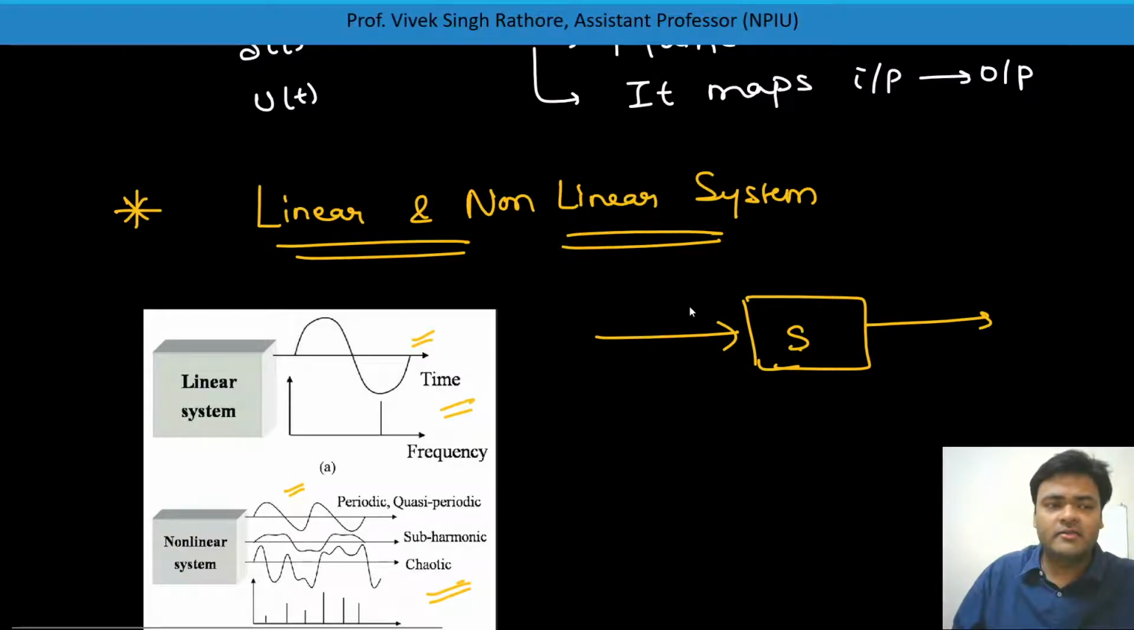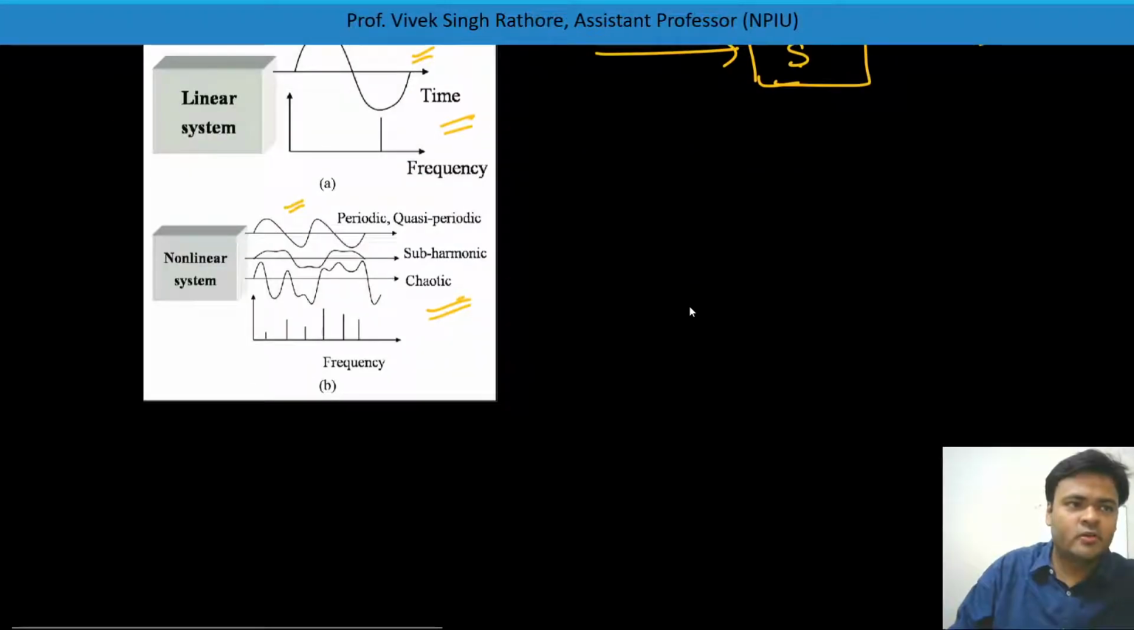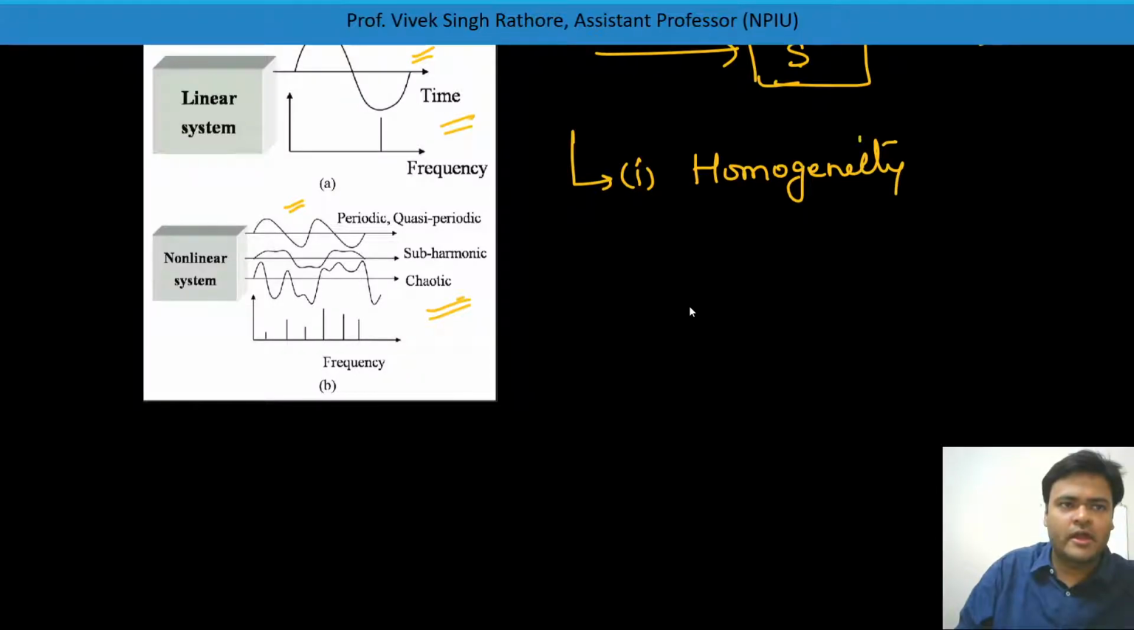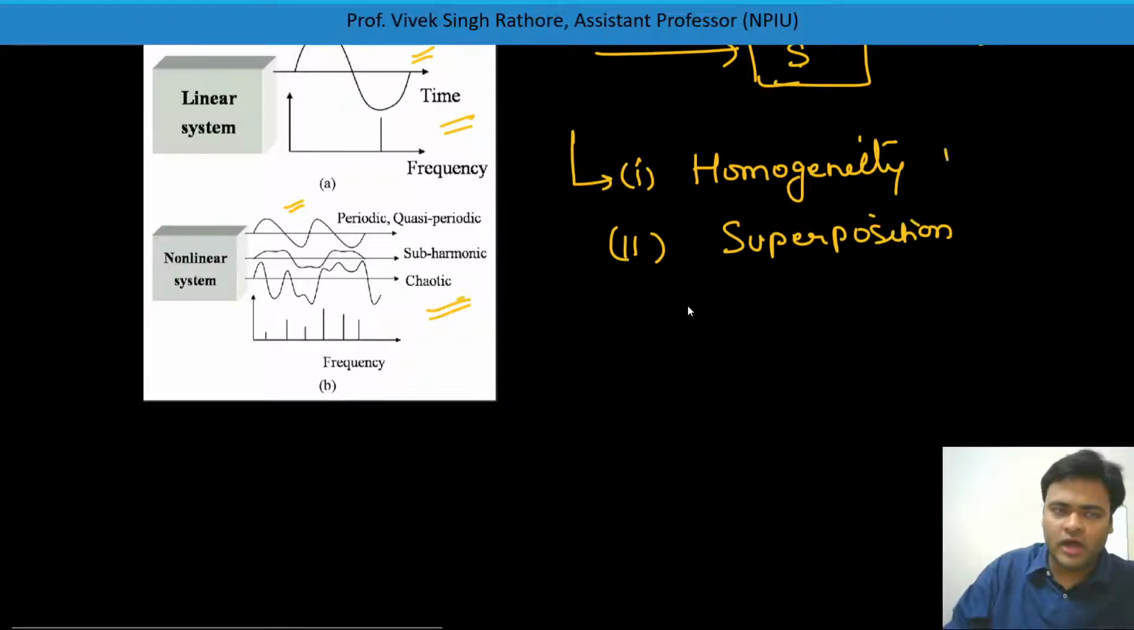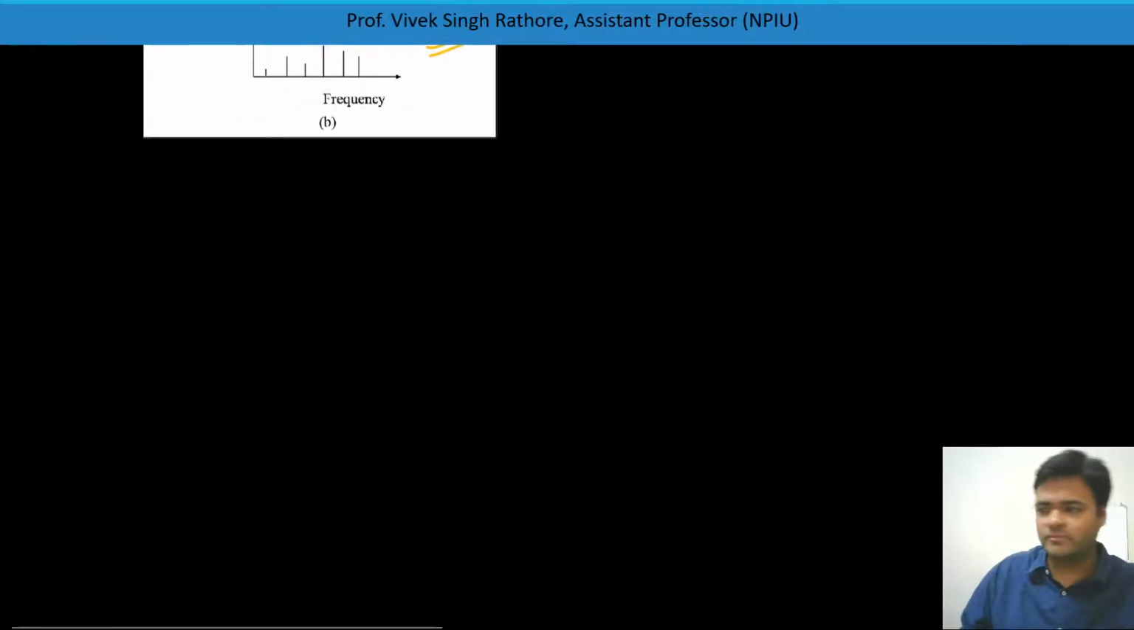So whether a system is linear or not, you need to check two conditions. One condition is the homogeneity principle, and the second condition is the superposition principle. So these two conditions you need to check. If both are satisfied, then only the system is called a linear system. So how can we check the homogeneity and superposition principle?